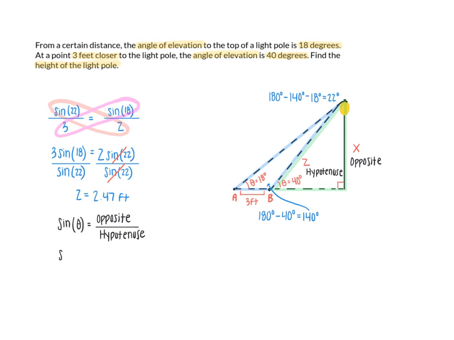So sine of 40 degrees is equal to x, which is what we're interested in, all divided by z, which is 2.47 feet. Now I'm just going to do some simple algebra and multiply both sides by 2.47, which cancels it here. And so x is equal to my final answer, which is 1.59 feet.